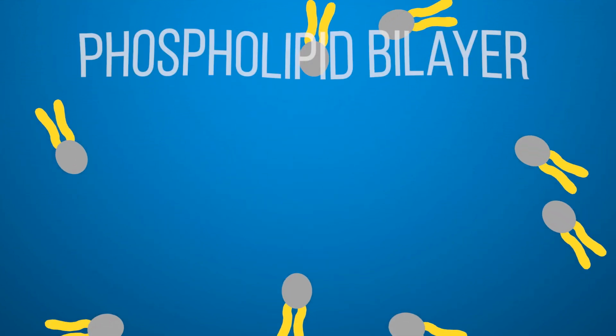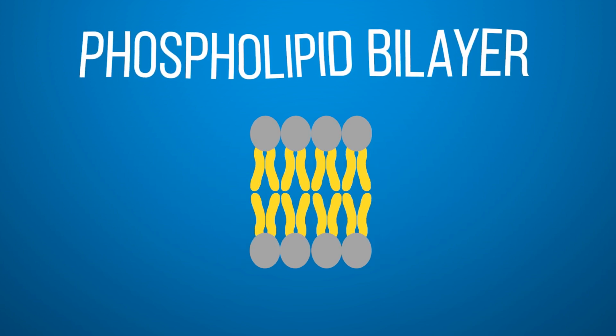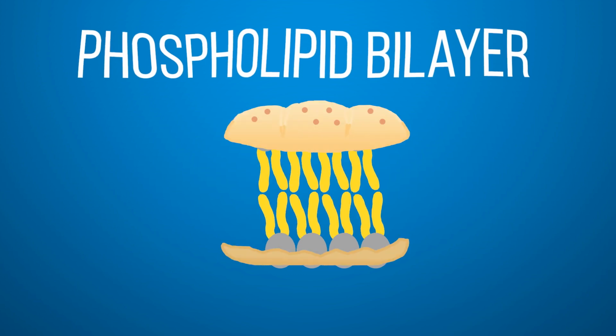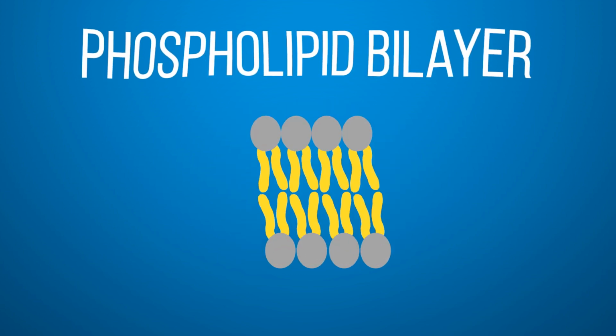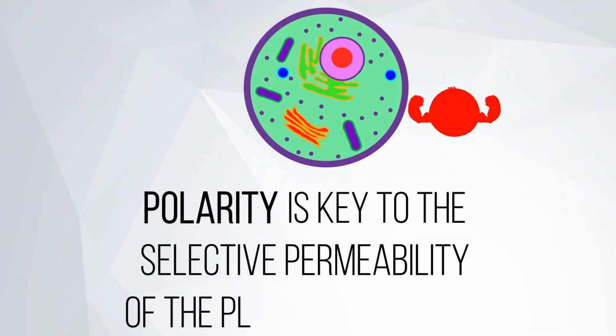Because they are amphipathic, phospholipids have a special property when put in water. They form a bilayer, that is, two phospholipids' tails facing each other with the heads protruding. This structure is not unlike a sandwich, where the heads are the bread and the tails are the fillings. This structure shields the water-fearing tails from the water. Polarity is key to the selective permeability of the plasma membrane.